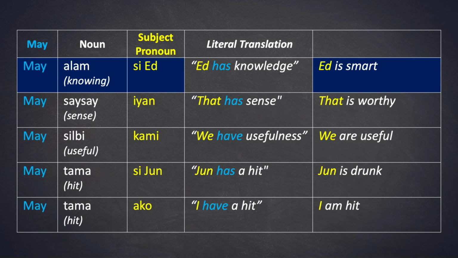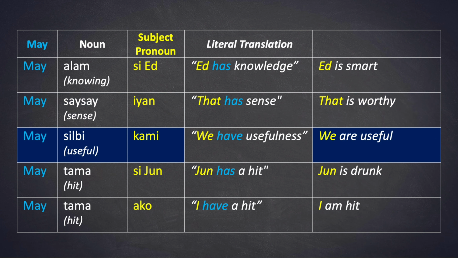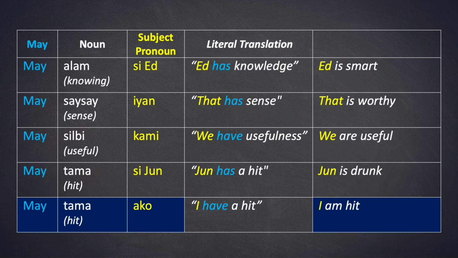May alam si Ed. Ed is smart. May saysay iyan. That is worthy. May silbi kami. We are useful. May tama si June. June is drunk. The same phrase can mean another thing. May tama ako. I am hit. This is said when one is hit with a bullet. You'll hear this in Tagalog war movies. As an adverb, you can use mayroon and meron, but may has more punch.